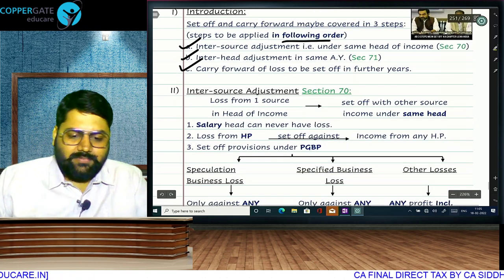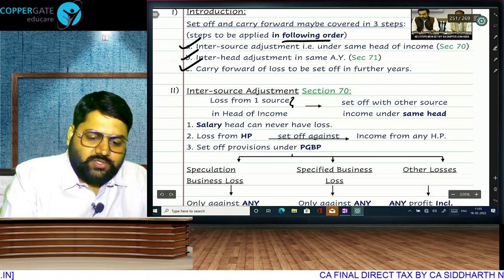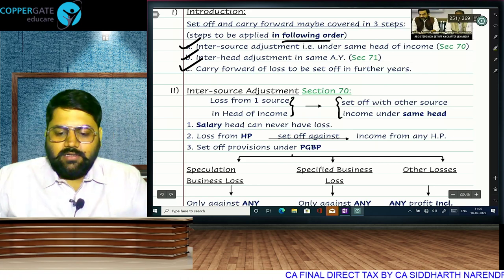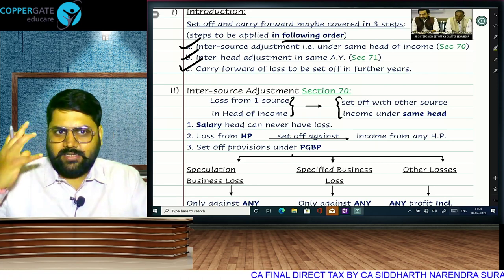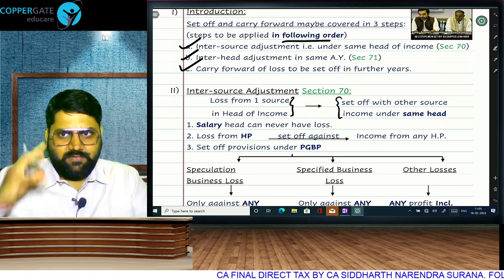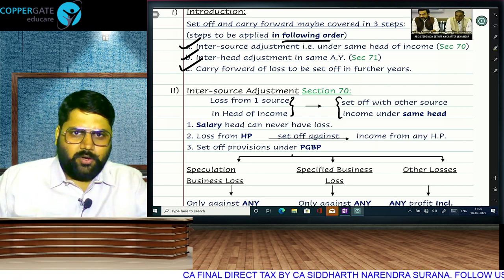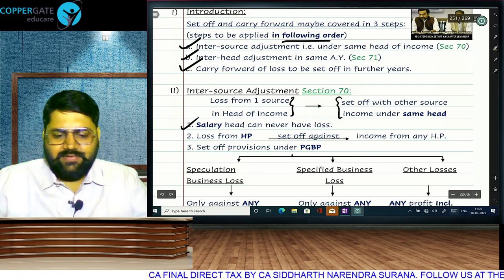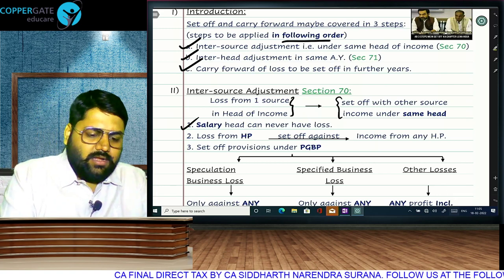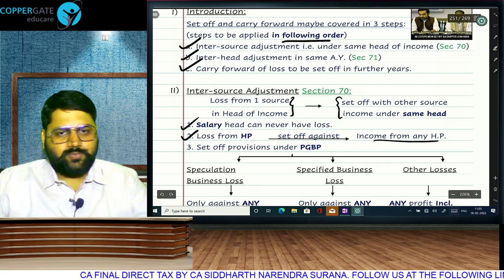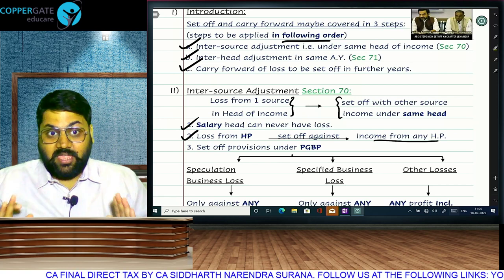Let's do the steps one by one. Inter source: loss from one source is adjusted against any other income in the same head. For example, one business loss, another business profit. One house property loss, another house property profit. Let's go head by head. Salary can never have loss, so no question of adjustment. Can loss of house property be adjusted against house property income? Yes, and right now we are checking the same head.